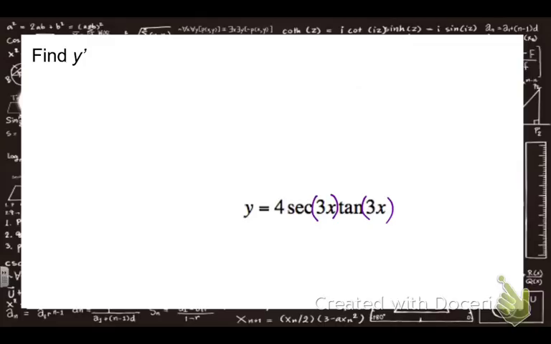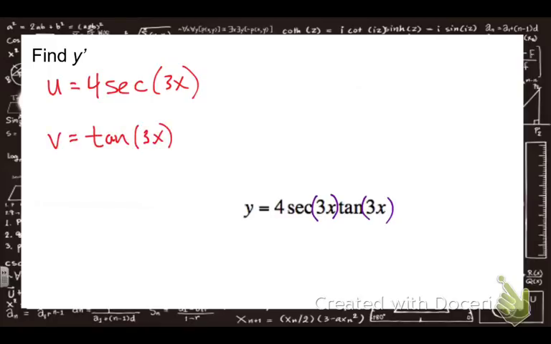So I'm going to do all the work up here if that's okay with you guys. I'm going to say u is equal to the first function, that's 4 times secant of 3x. V is equal to the second function, that's tangent of 3x. U prime is equal to the derivative of u, so that's 4 times the derivative of secant, and I'm actually going to do the chain rule here out loud, so hopefully you're able to pay attention and follow along. If you need more help clarifying, just let me know tomorrow when I return.